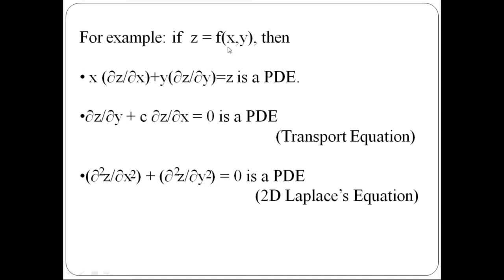If z is a function of x and y, then x ∂z/∂x + y ∂z/∂y = z, it is a PDE. Here it contains partial derivatives, ∂/∂x and ∂/∂y of z. So this is a partial differential equation. This is another example, ∂z/∂y + c ∂z/∂x = 0. It is again a partial differential equation.